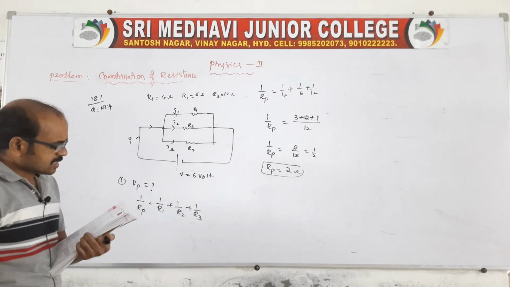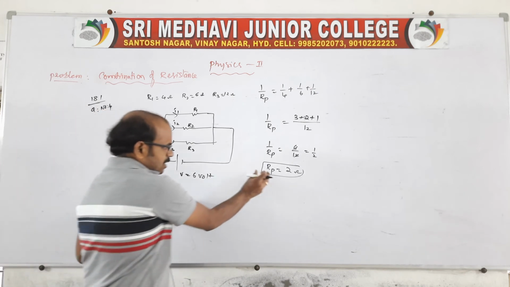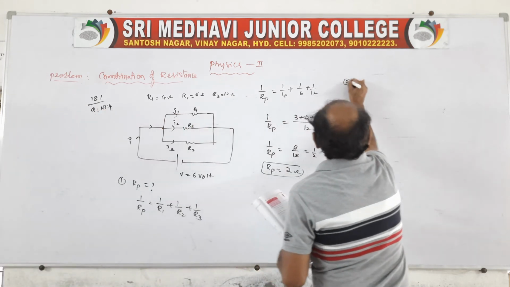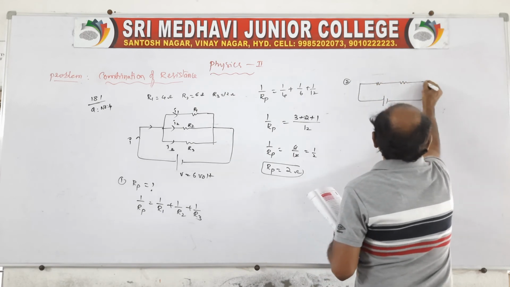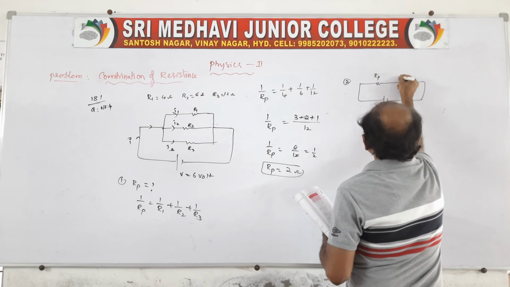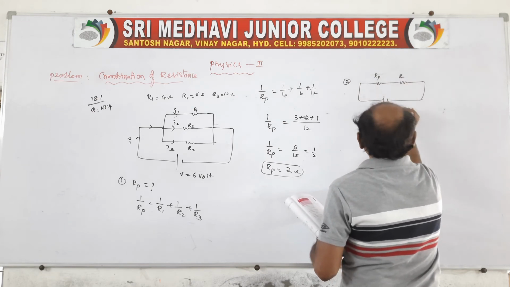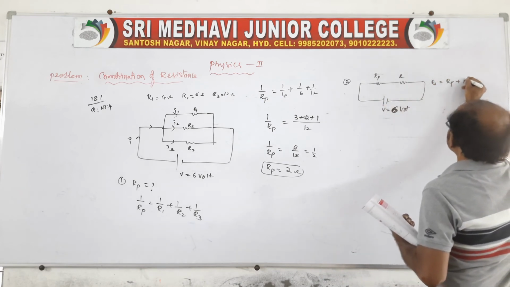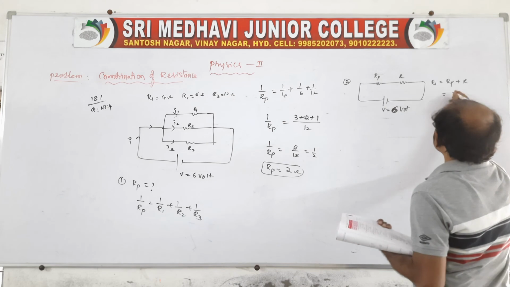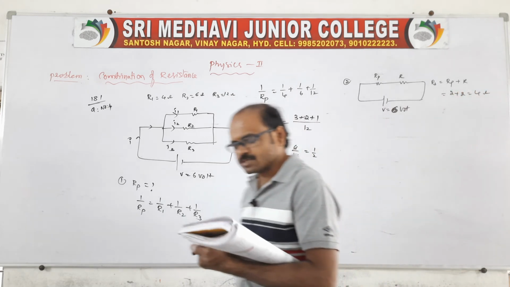Now, the question is asking about the series also, no? For series, for this Rp, there is another resistance R connected in series. The battery voltage given is 6 volt. For this combination, Rs is equal to Rp plus R. Rp we know is 2 and R we know is 2, so that it is 4 ohm. This part is over.